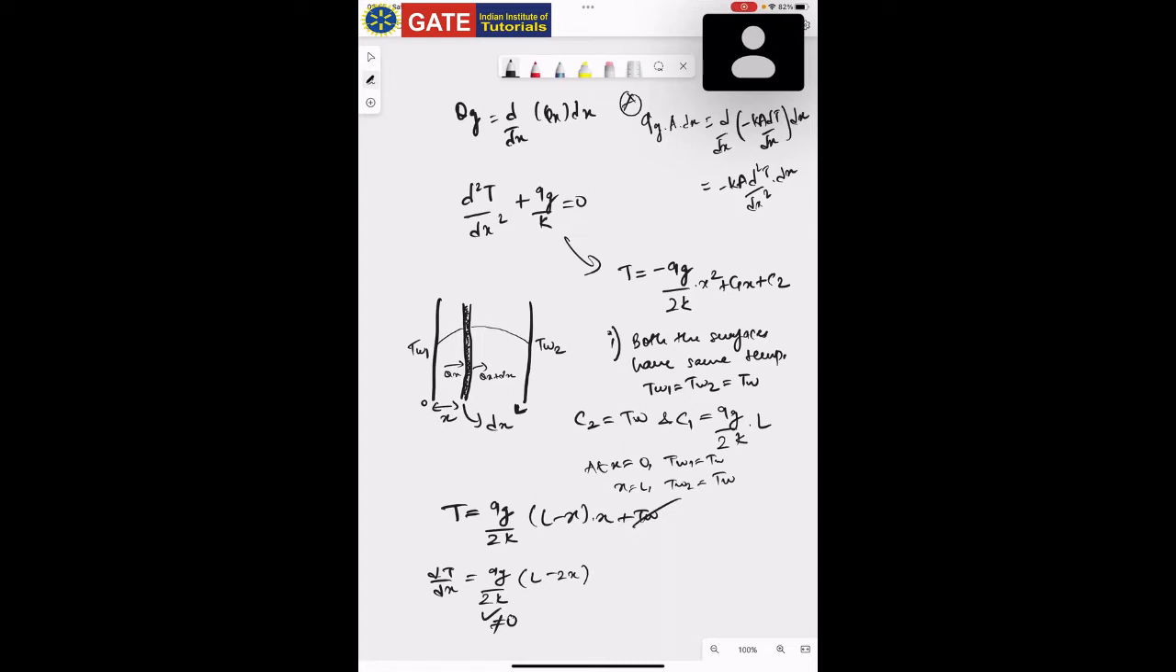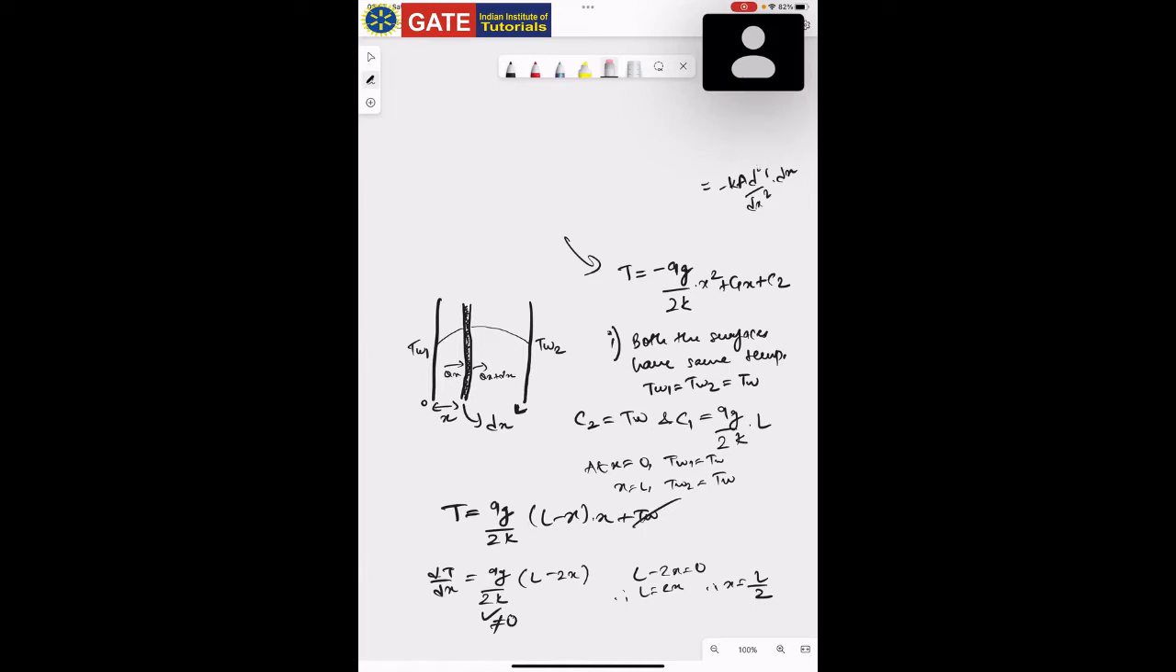The term which is left is L minus 2x is equal to zero. This is possible. And when we solve this, you have L equal to 2x, therefore x equal to L by 2. So this is the location where you have the maximum temperature in your system, which is basically a plane wall with internal heat generation. Okay. And how do you find out the temperature? The maximum temperature is in the equation governing the temperature distribution. You substitute the value of x as equal to L by 2.